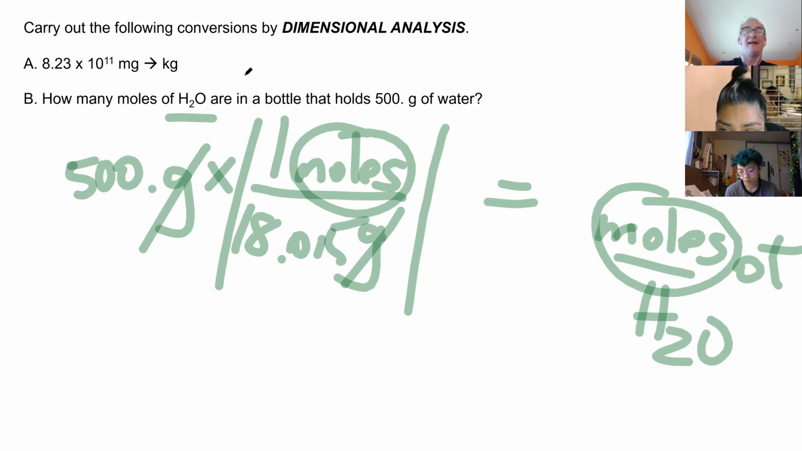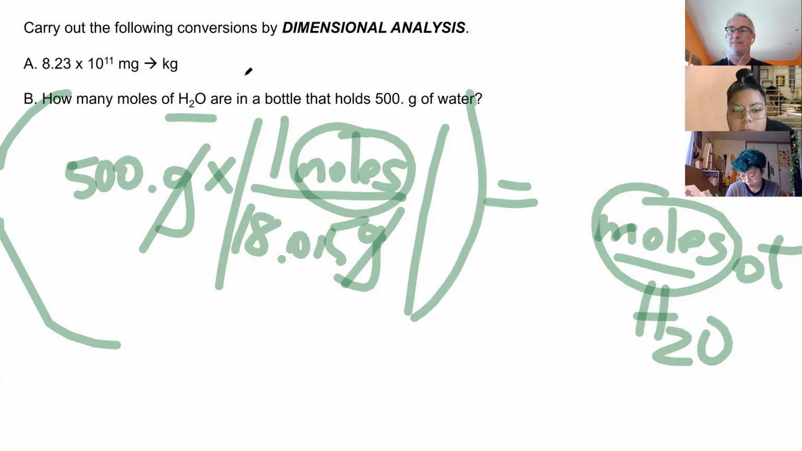Obviously, I'm not going to multiply this number by 1 and then divide by 18 to get my answer. Obviously, I'm going to divide 500 by 18.015 to get the answer, right? That's what I'm going to do. But by setting it up like this, I know that that's what I'm supposed to do. That's the key.